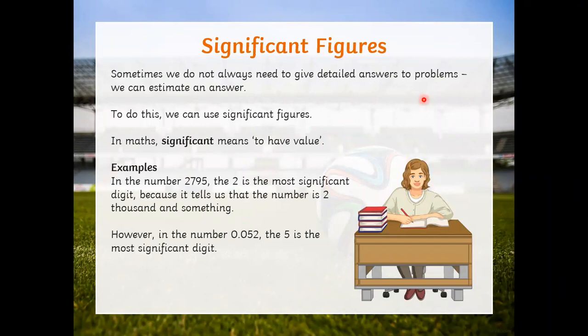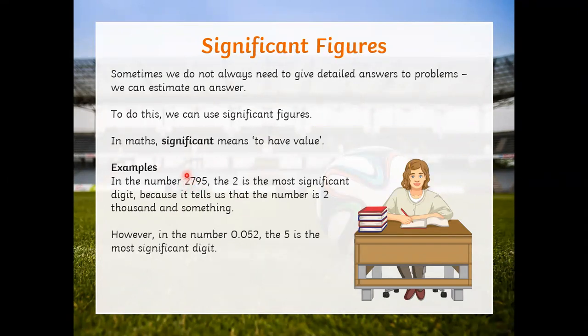Now we move on to significant figures. Sometimes we do not always need to give detailed answers to problems. We can estimate an answer. To do this, we can use significant figures. In maths, or anywhere really, significant means to have value. Examples. In the number 2,795, the 2 is the most significant digit because it tells us that the number is 2,000 and something. So this is the most significant digit here.